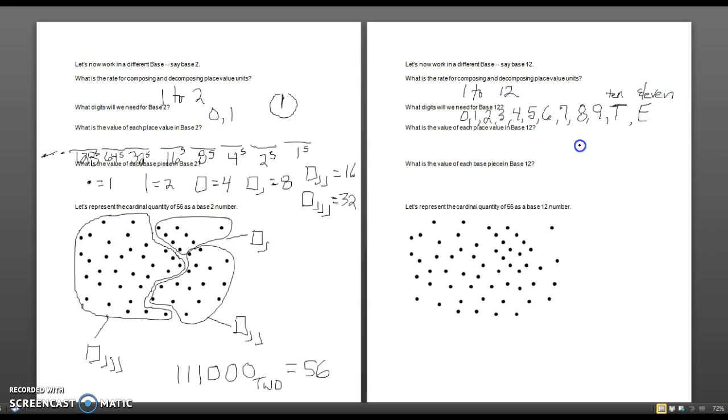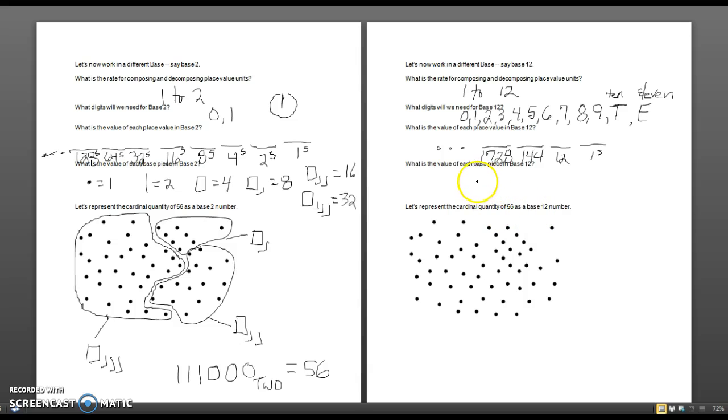All right, so our place values in base 12, they get big really quickly. We've got ones. Our exchange rate is 12. So when we get 12 ones, we exchange it in for our 12s place. 12 12s is 144. And 144 times 12 is 1,728. And it keeps going from there.